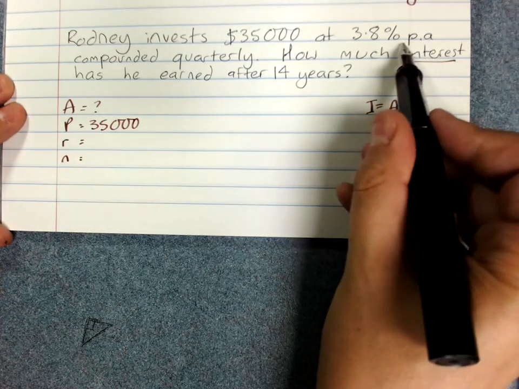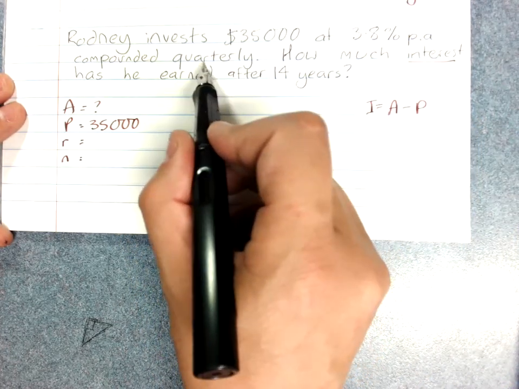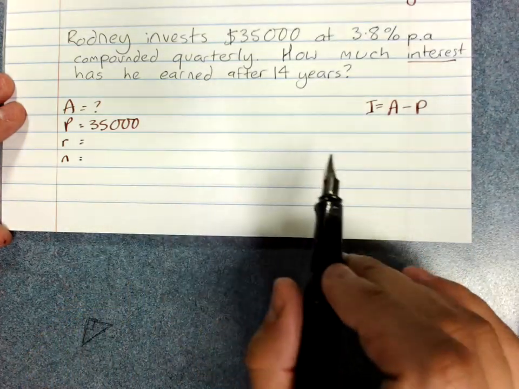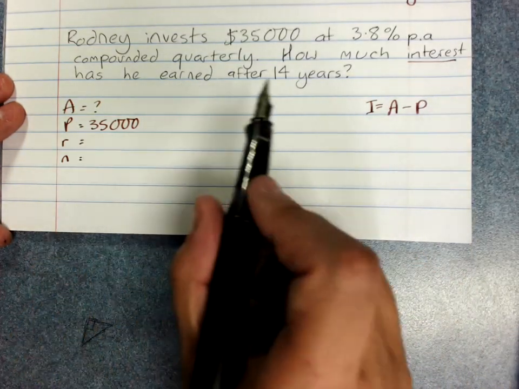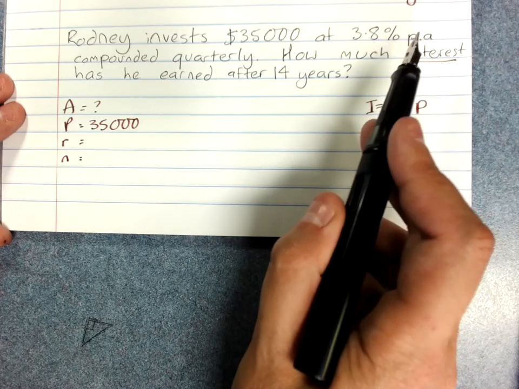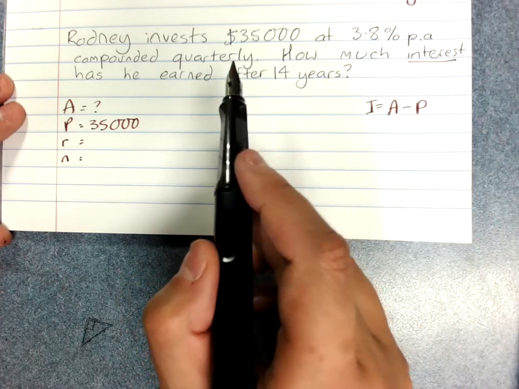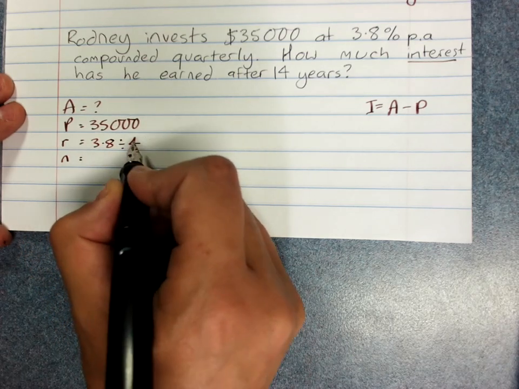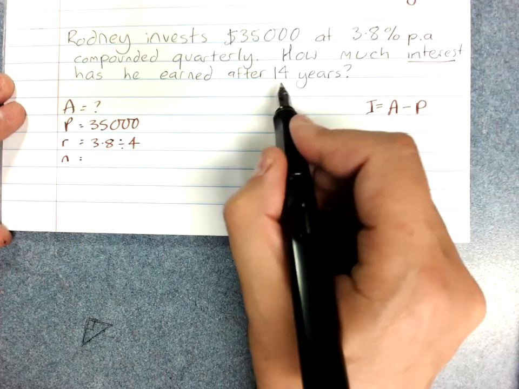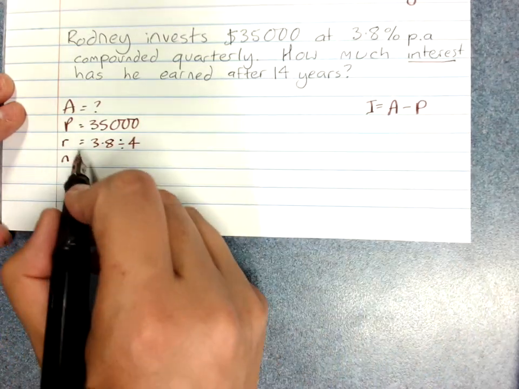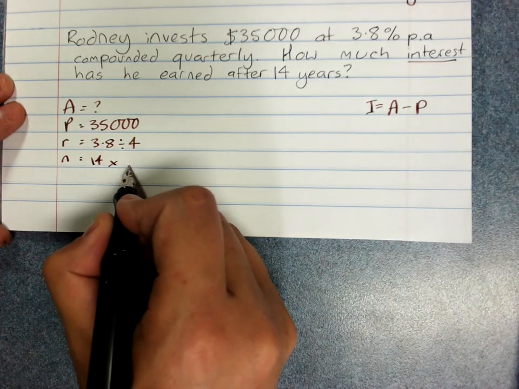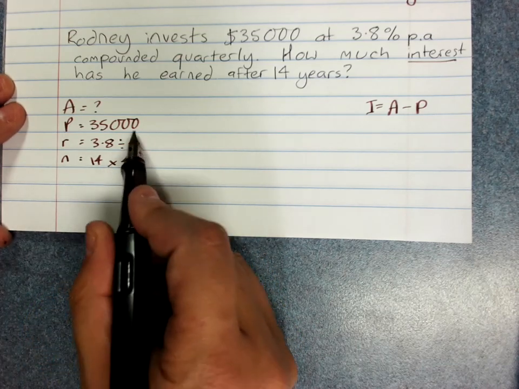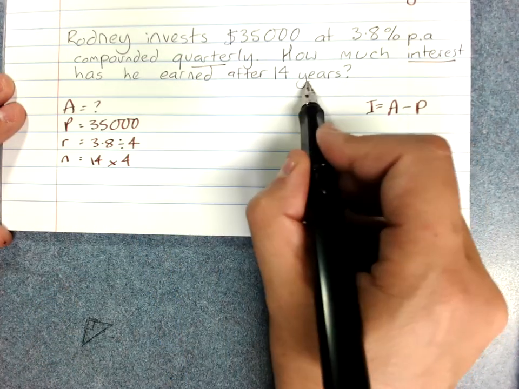Now the interest rate is given per annum, but we're compounding quarterly. A quarter is 3 months, so there's 4 quarters in a year, quite reasonably obviously. So it's this much per annum. It'll be a smaller amount per quarter, so it will be 3.8 divided by 4. And the number of quarters in a year is 4, so there's 14 years. This will be 14 times 4. So see that matching pair of divide by 4 and times by 4, and 4 is the number of quarters in a year.